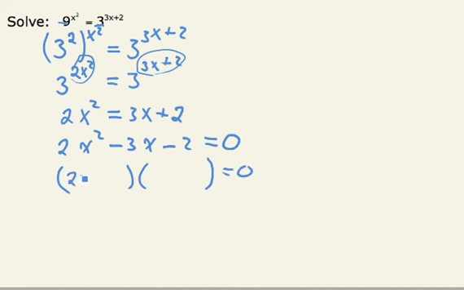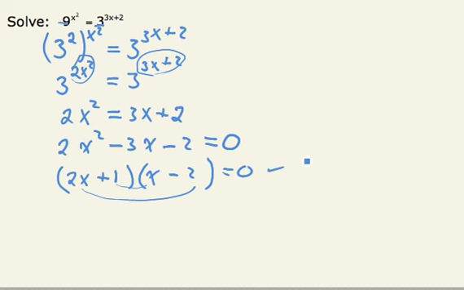If we look at the factors 2x and x, those multiply together give me 2x squared. The factors that multiply together give me negative 2. If I look at negative 2 and plus 1, if I multiply this out, I get 2x squared, I get negative 4x, plus x is negative 3x, minus 2.